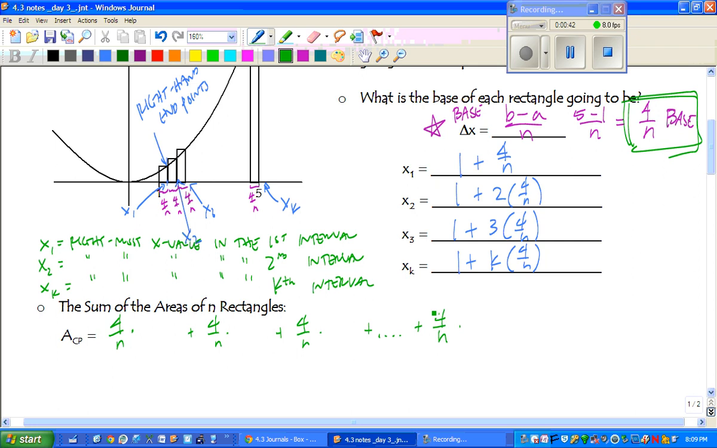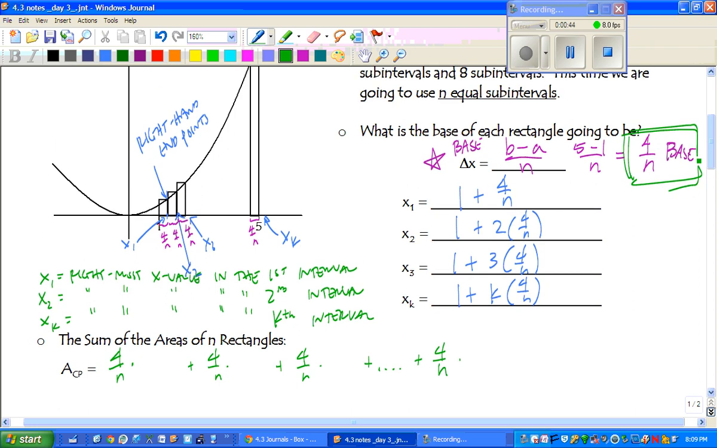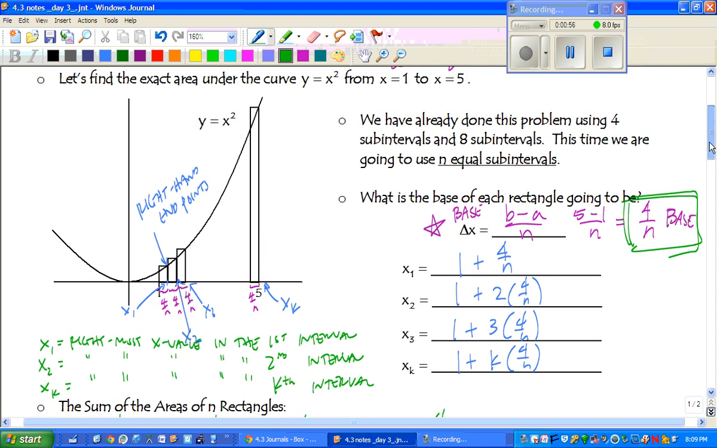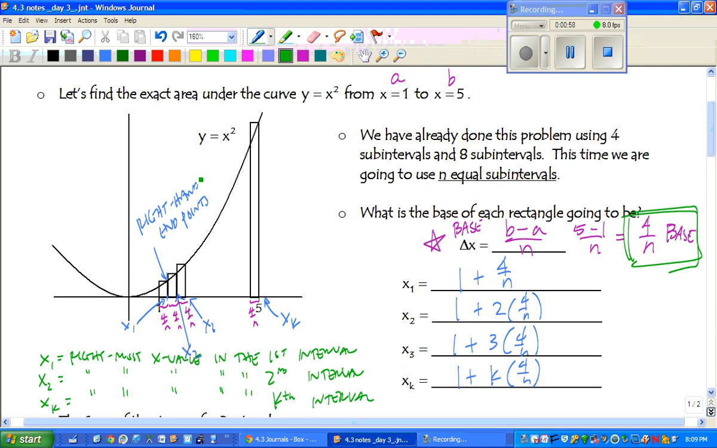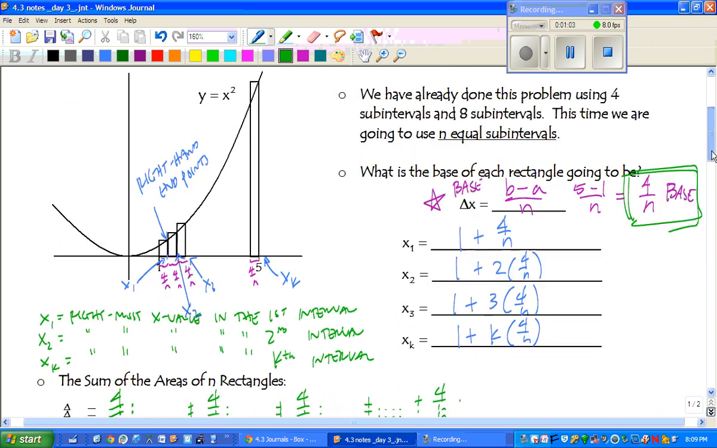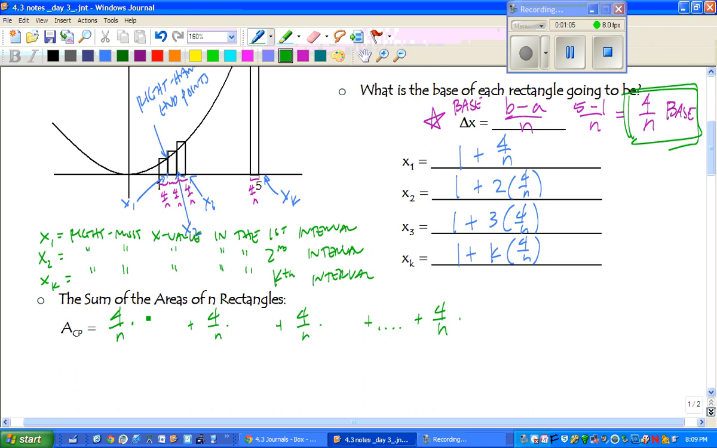So in order to get the height for each rectangle, remember we just plugged in an x value. So for this first one, we talked about how our first x value, x sub 1, is 1 plus 4 over n. We would plug that into our function. So we'd have 1 plus 4 over n, squared. To simplify it down here for right now, we're just going to write it as f of x sub 1. Right? We put x sub 1 into that function. That's going to give us the height of that rectangle.